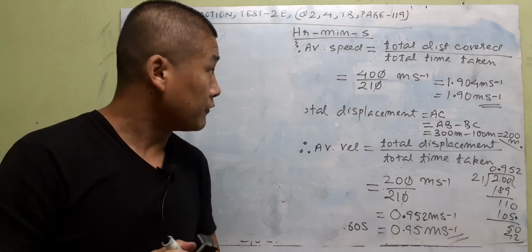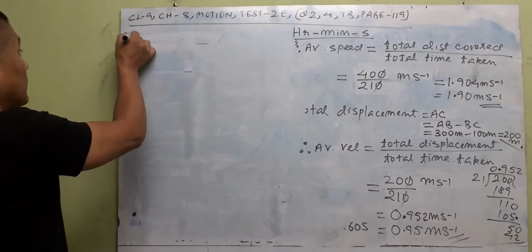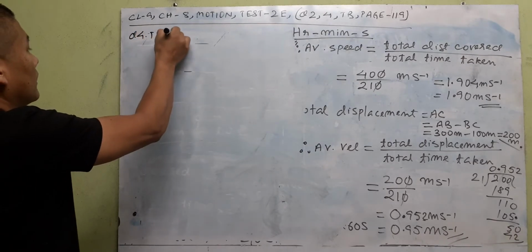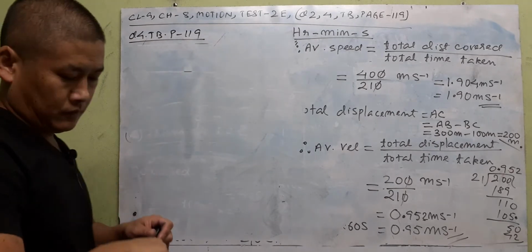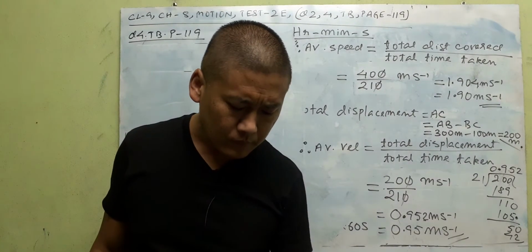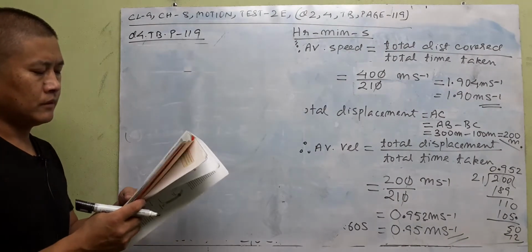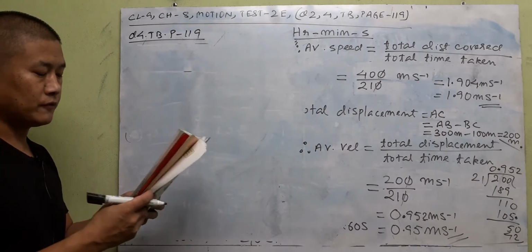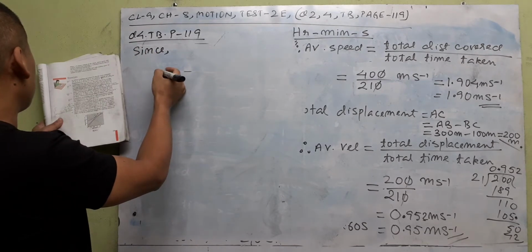So question number 4, page 119. There you will see here, question number 4, textbook, page 119. Okay, let's read the question. A motorboat starting from rest on a lake accelerates in a straight line at a constant rate of 3 meters per second square for 8 seconds. So let's just write that down, because we can get a lot of information from there, right?